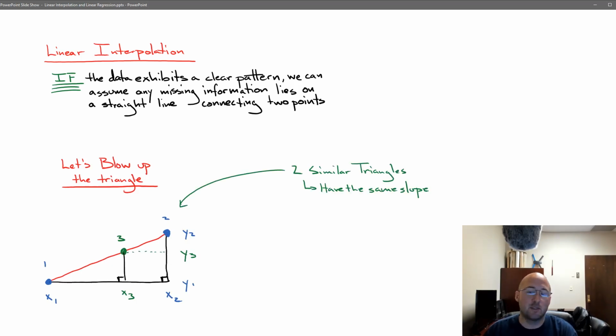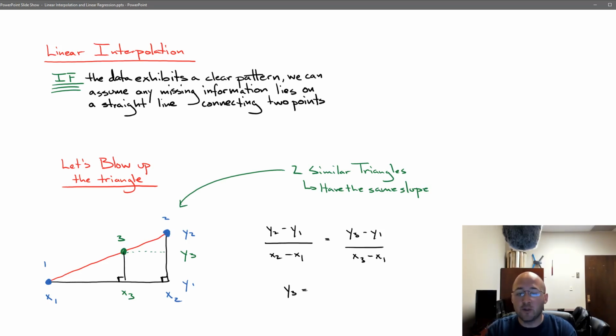And similar triangles have the same ratios, same proportions, same slopes. I'm going to center off of slopes. You can do ratios, you can do proportions, but my favorite is to do slopes. So here's what we're going to do. We're going to do the slope of the bigger triangle, y2 minus y1, over x2 minus x1. That equals the slope of the smaller triangle, so y3 minus y1 over x3 minus x1.